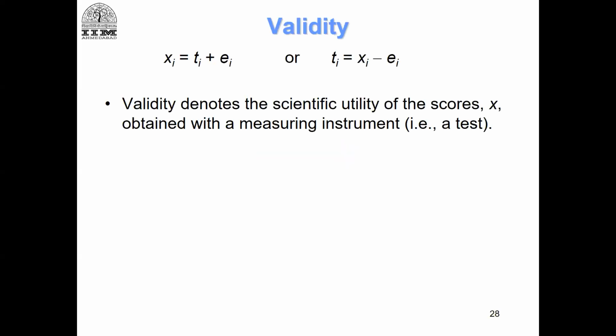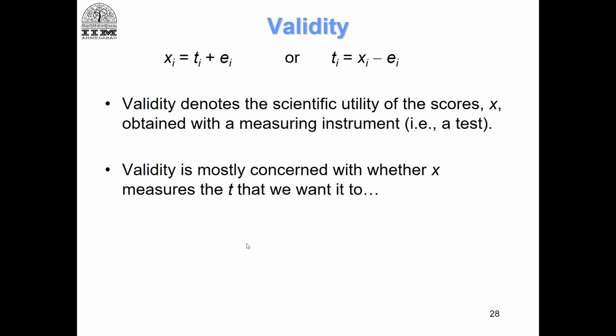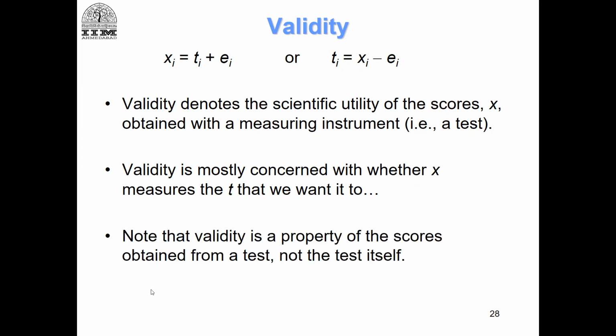So what is validity? Well, validity, obviously we understand, we have seen this equation for a long time now. It talks about the accuracy of our scores, right? It talks about the scientific utility of the scores that we have obtained. Now, validity is mostly concerned with whether the data that you are getting from your scale or your measure is accurately depicting the construct that you wanted to measure, right? So whether it is accurate or not.